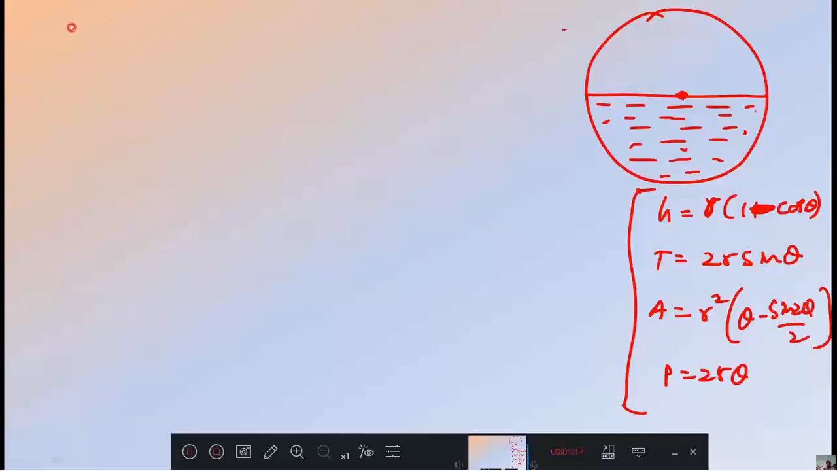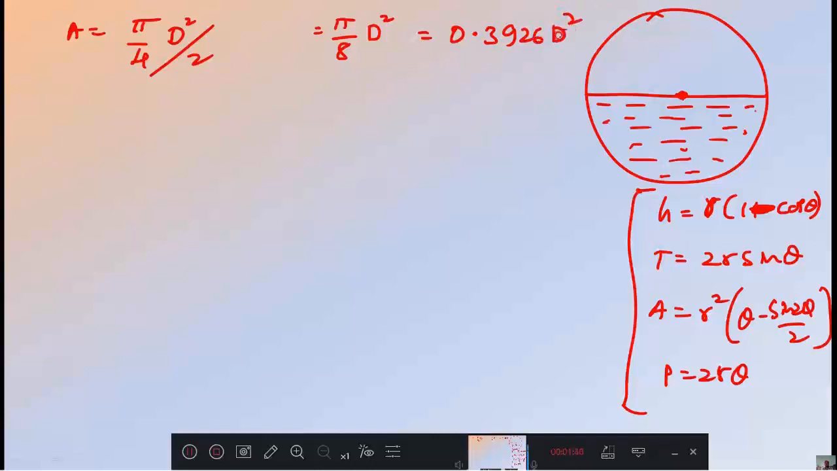Then according to that, what is this area? Area equals pi by 4 d square. This is a full area, divided by 2 is a half area, therefore it is pi by 8 d square, right? Then you can write it as pi by 8, which is 0.3926 d square, okay?